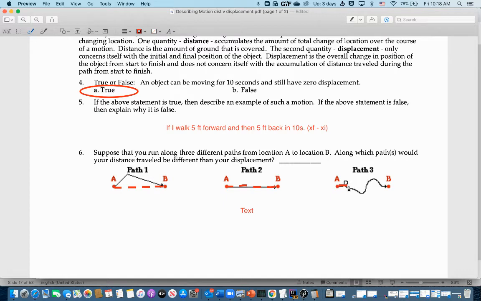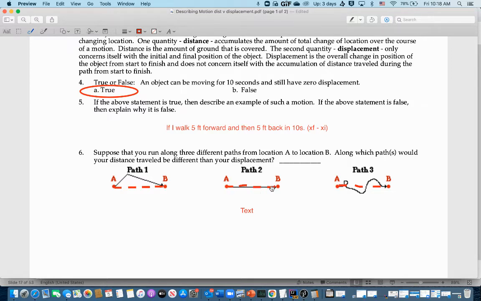And then this one right here, again, my displacement is just how far I am from the original. That would be that red dotted line right there. My path is different here. So my displacement would be my red dotted line, my distance traveled would be my black line. The only time they're the same is when you move in a straight line.